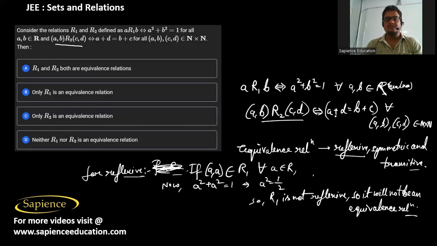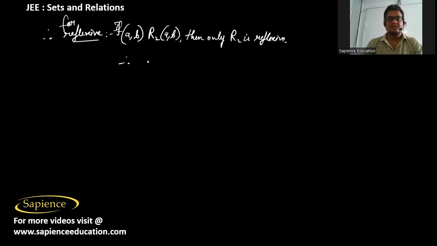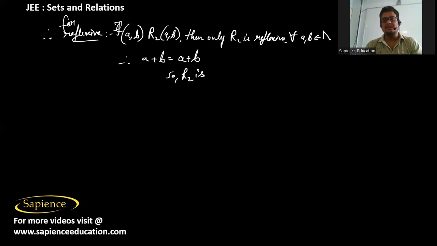Now, as you know, (a, b) is related to (c, d) if a plus d equals b plus c, for all natural numbers. So now a plus b will obviously be equal to a plus b. So it means that R2 is reflexive. It is true for all (a, b) belonging to the set of natural numbers. So obviously R2 is a reflexive relation.